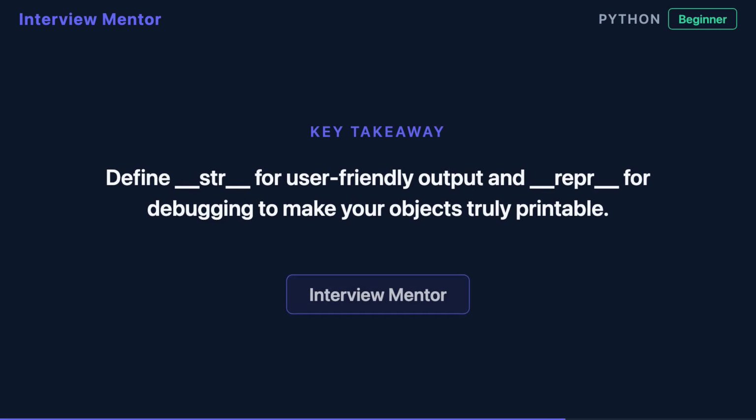To make objects printable, define __str__ for user-friendly output and __repr__ for debugging. Your future self will thank you. Practice this on your next class and master Python object representation.